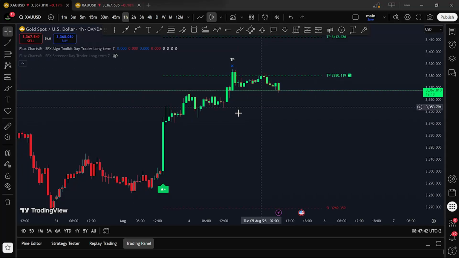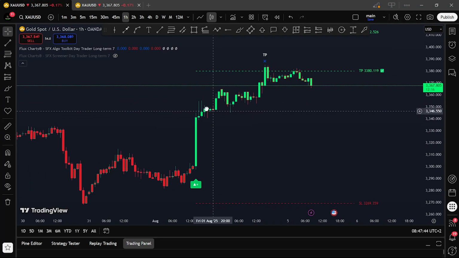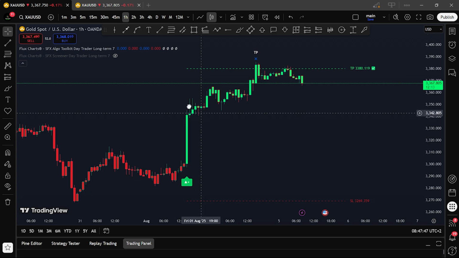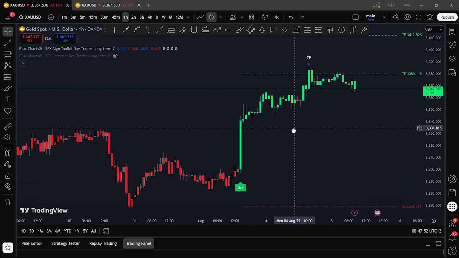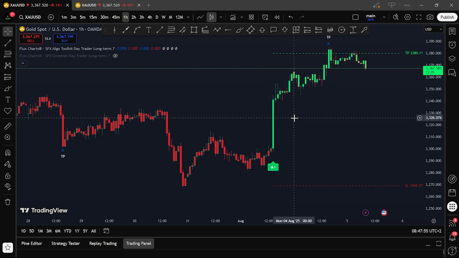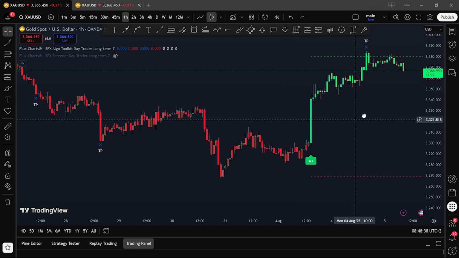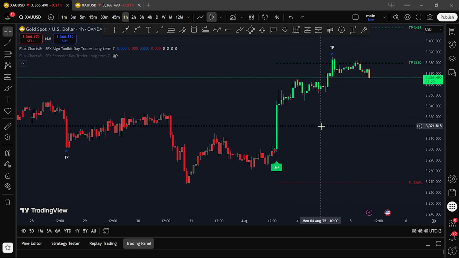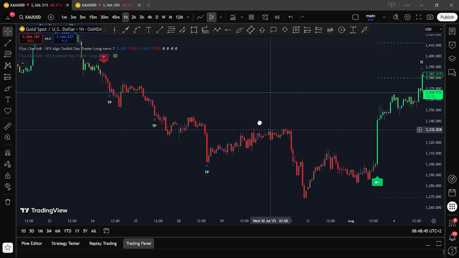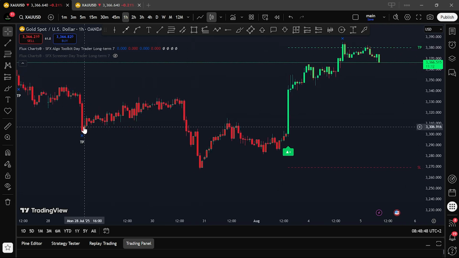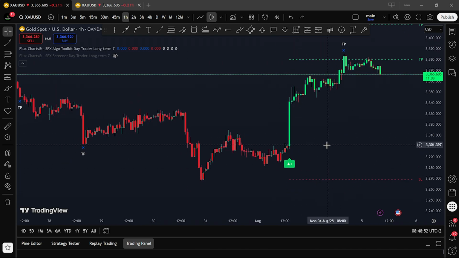In this video, I'm going to show you an indicator from Flux Chart, which is called SF Algo Toolkit. This indicator is having a lot of features and it will filter out a lot of noise. So in this video, I want to show you some few examples, how to use this indicator, and talk about all the features it's having. Clearly, you can see right now we have the take profit levels and the stop loss levels.